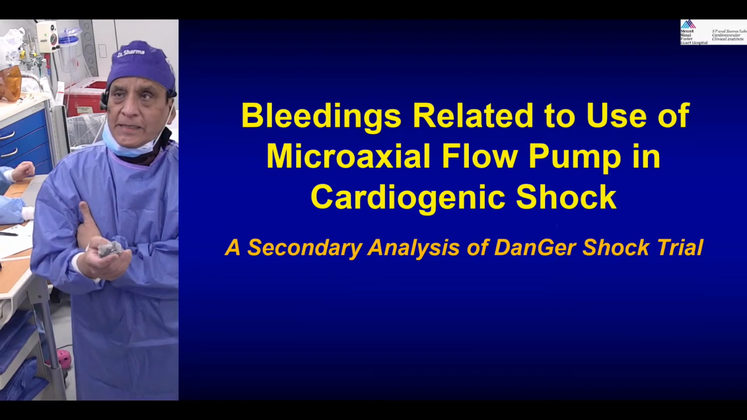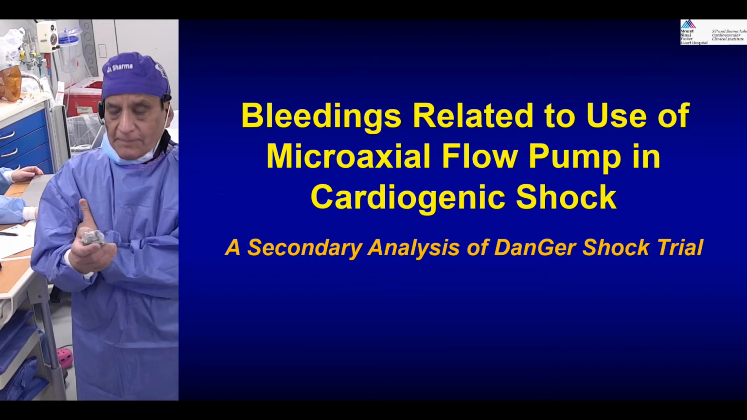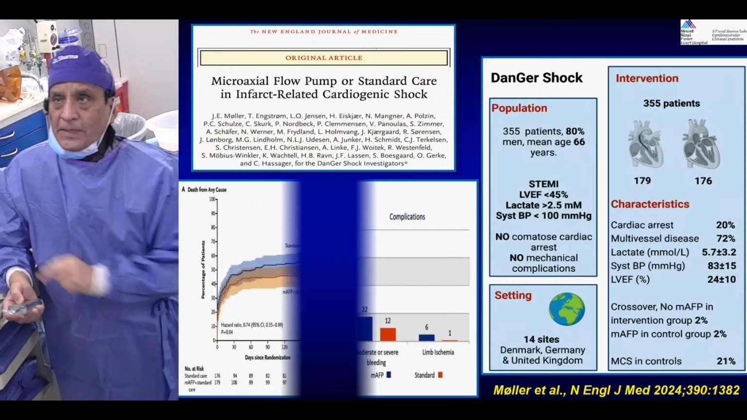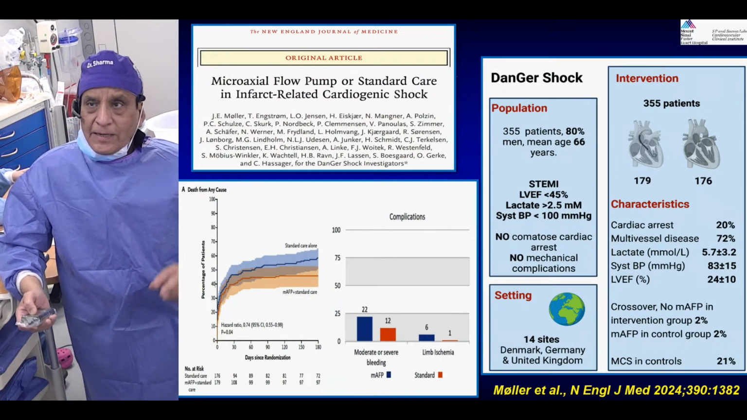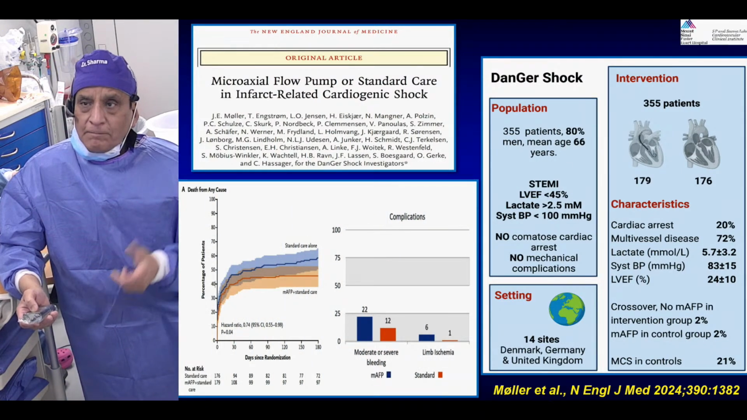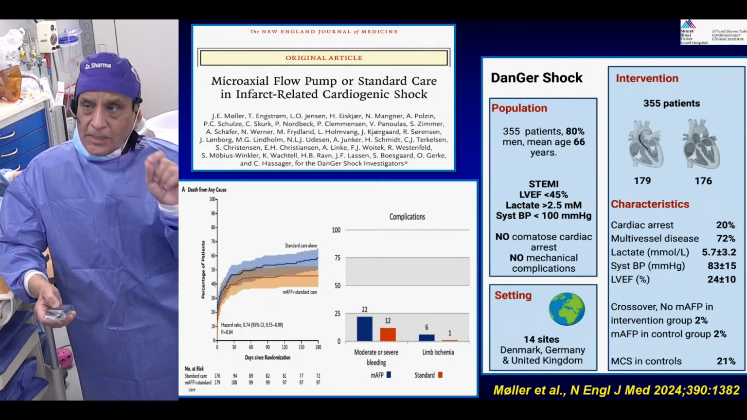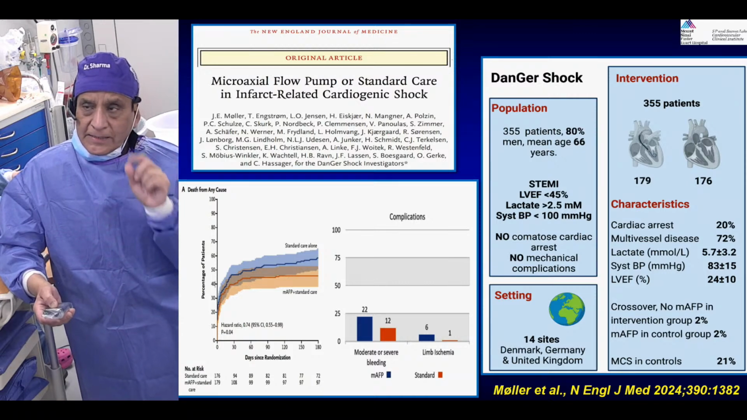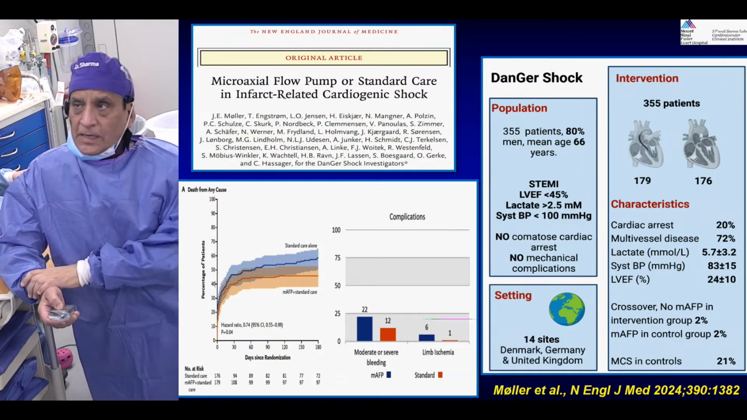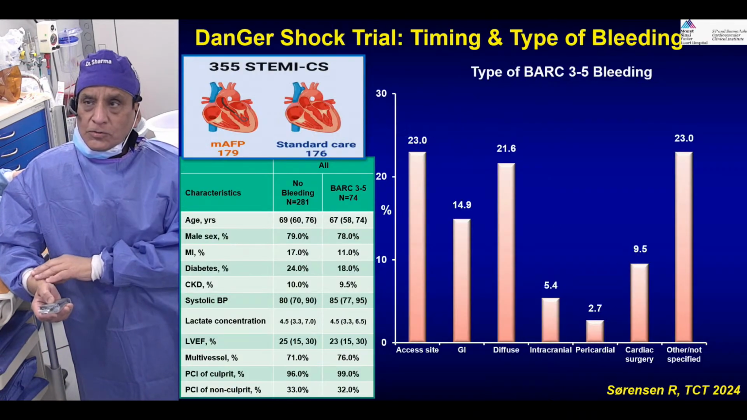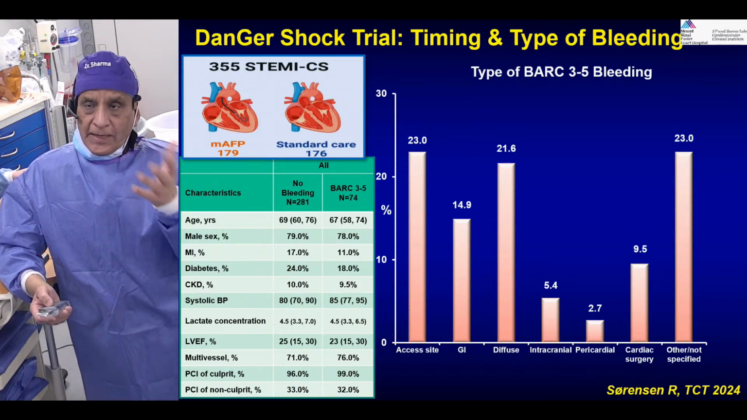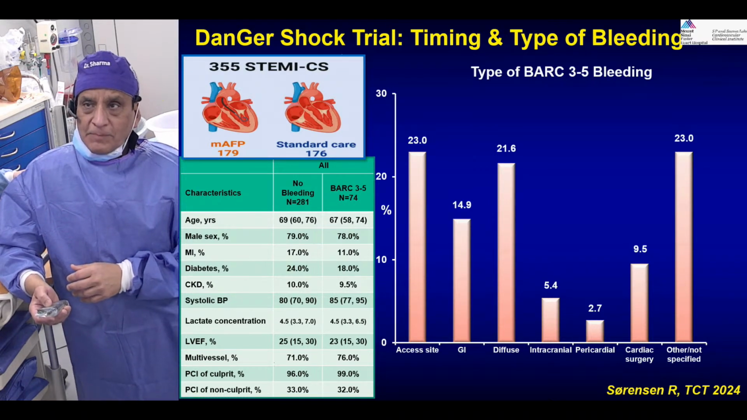Then bleeding related to the microaxial flow pump, which is the Impella, in the DanGer Shock trial. Remember, DanGer Shock was a cardiogenic shock trial, standard therapy versus Impella, with follow-up to 180 days. You can see the overall result was beneficial, but moderate to severe bleeding and limb ischemia were higher in the Impella group compared to the control group. The whole issue was why that happened. And of course, no bleeding versus bleeding.